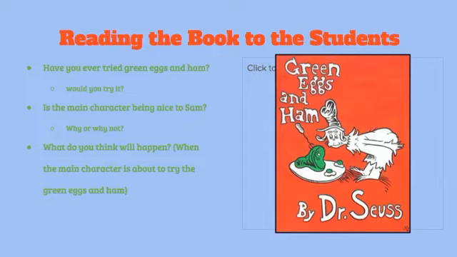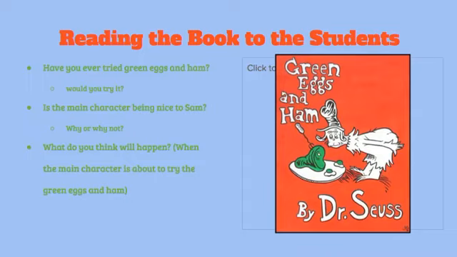So at this point in the lesson, I would then read the story to the students, asking a few questions while I read. I would start at the beginning of the story by asking the students, have you ever tried green eggs and ham? Would you try it? This is just so that they can get in the mind frame of the main character who insists on not trying it. I would ask, is the main character being nice to Sam?